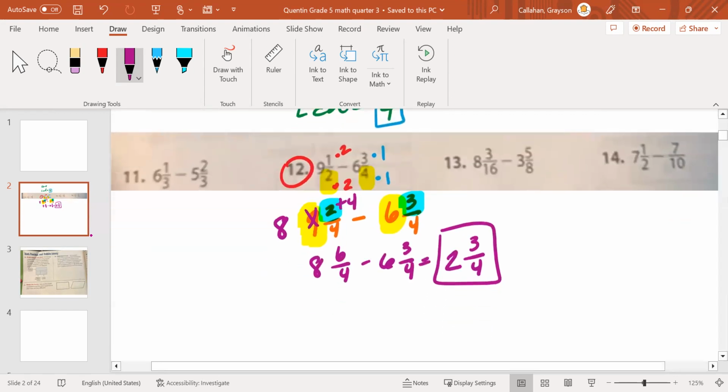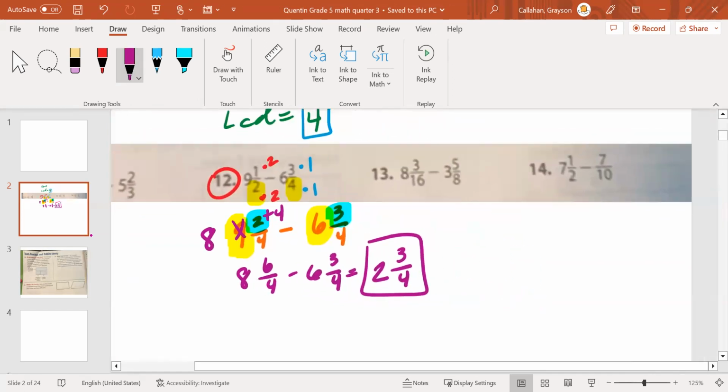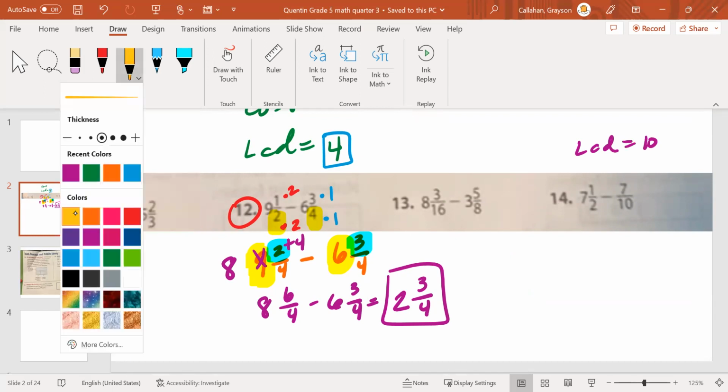That's good. Let's pick another one. Pick another one that you feel. Let's try number 14. Okay, number 14. What's your lowest common denominator? Okay, so then what do I multiply with the first one?